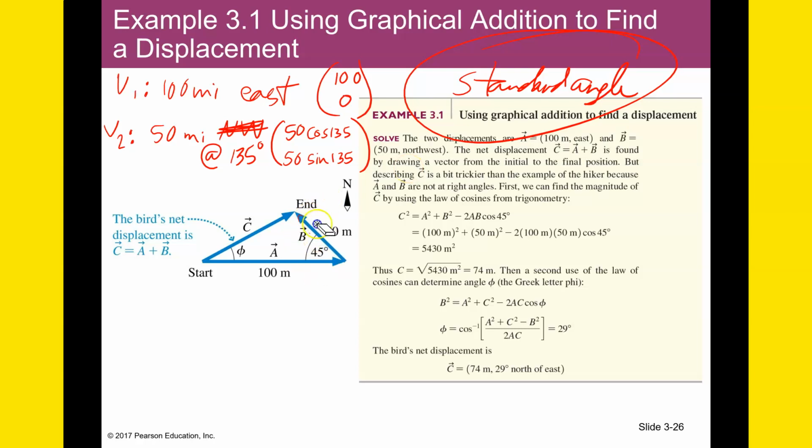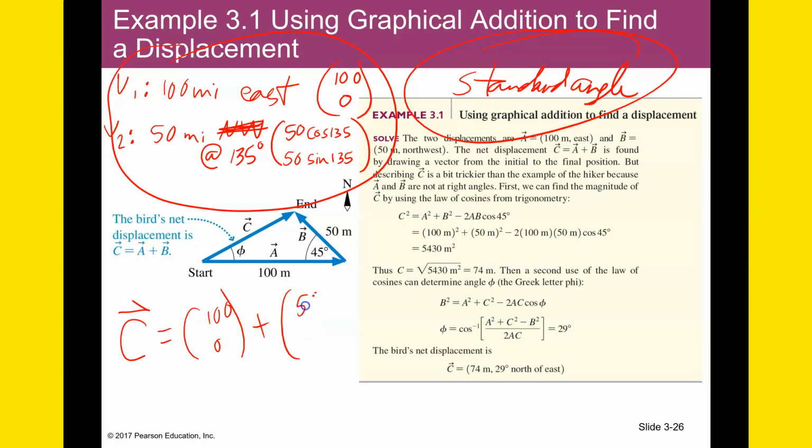It takes care of all that sign business for you without any vagueness, without any confusion, without any doubt. It just does it. That's the beautiful thing about a standard angle. So now, to get the result, we just add these two bad boys. The resultant vector, C, is just going to equal 100, 0, plus 50 cosine 135 and 50 sine 135.